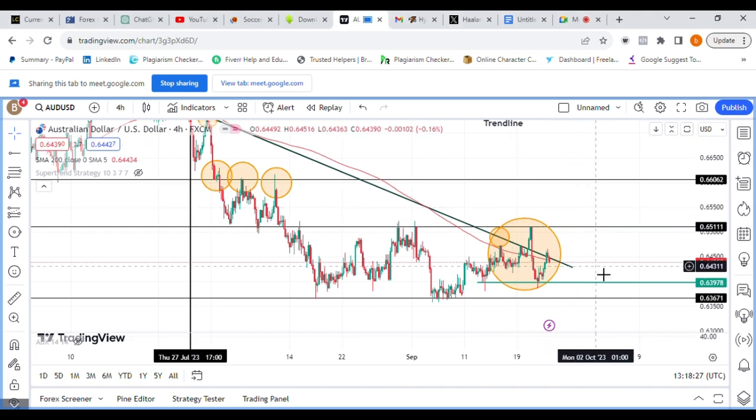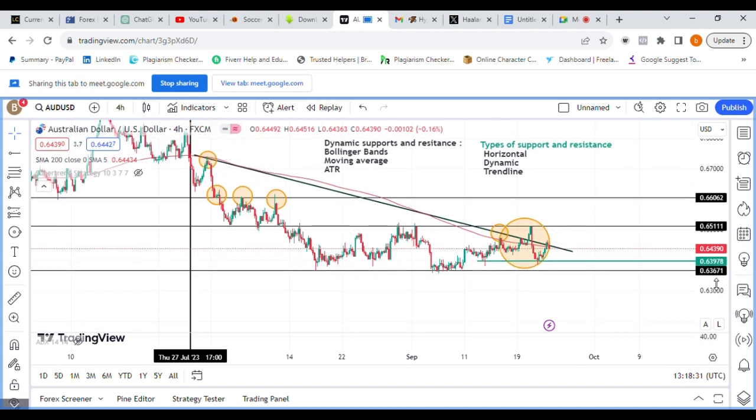Okay, that's it for this. So these are the areas of value as we said. Sorry for the interruption. So if you're going to be trading AUD USD on a long term, you should be looking for short positions.